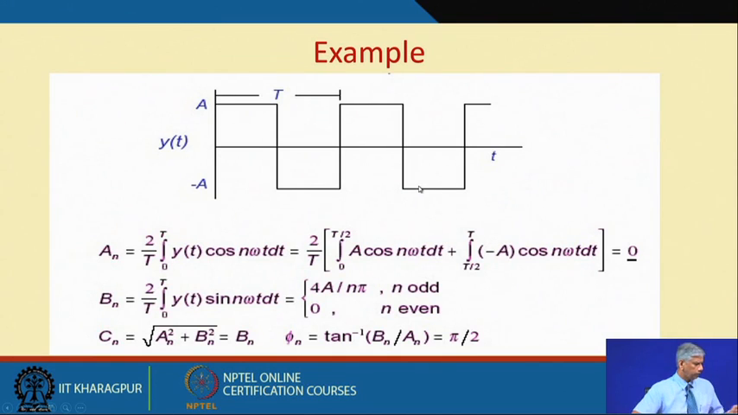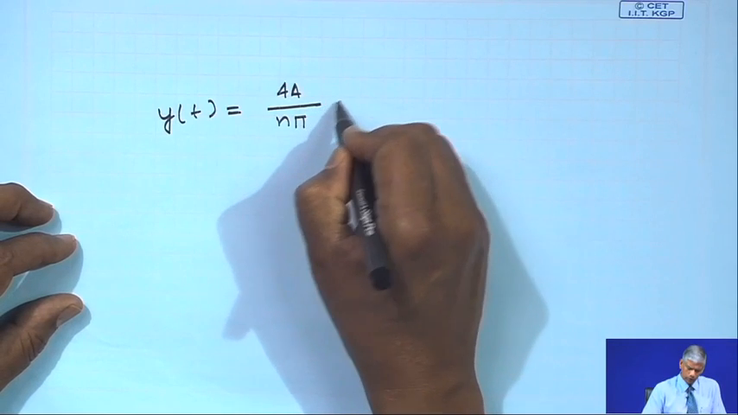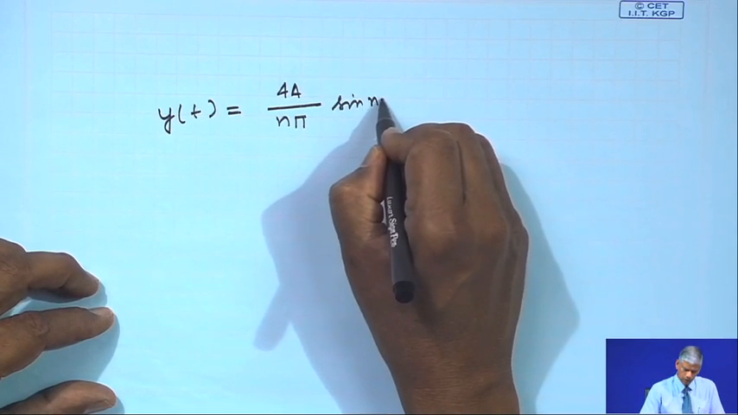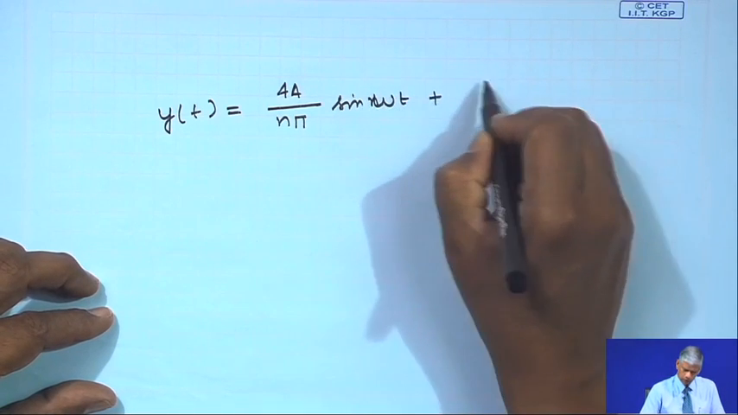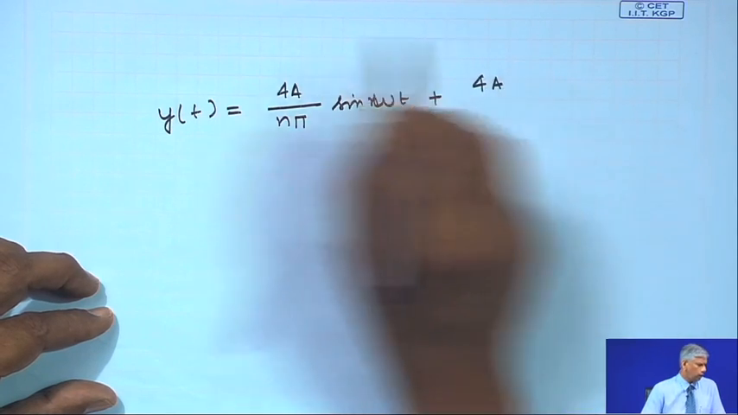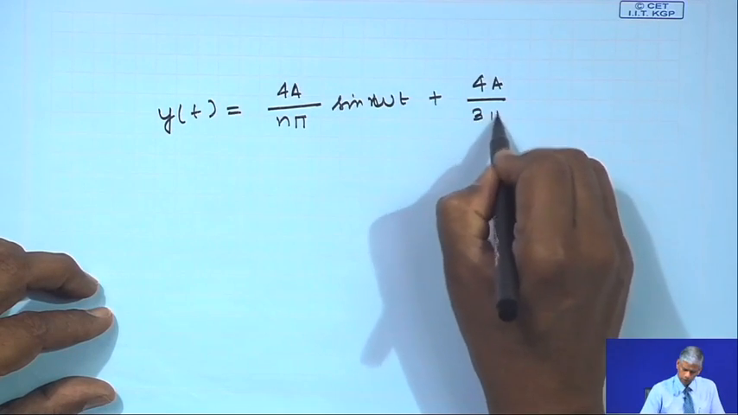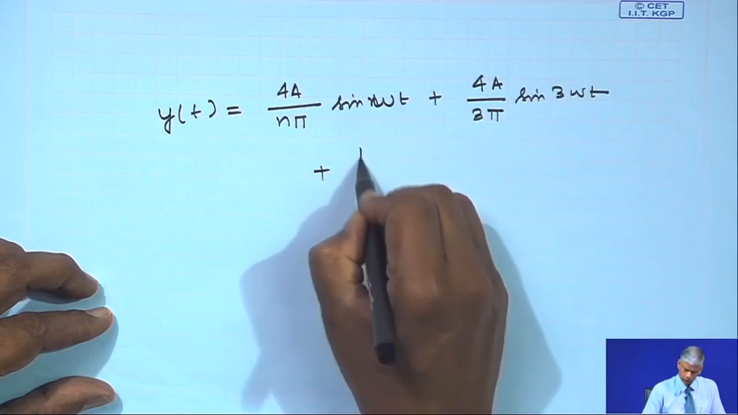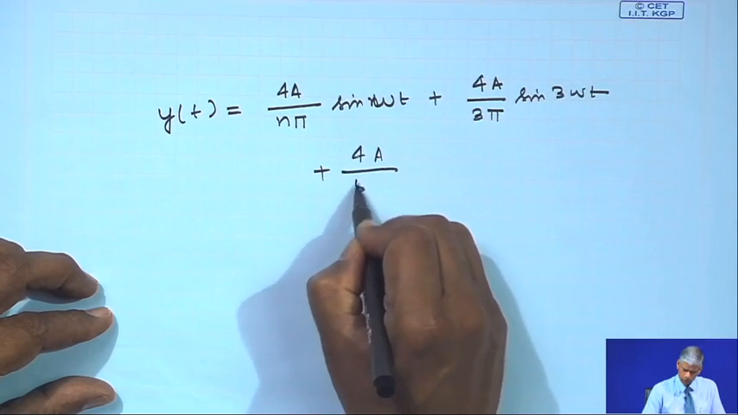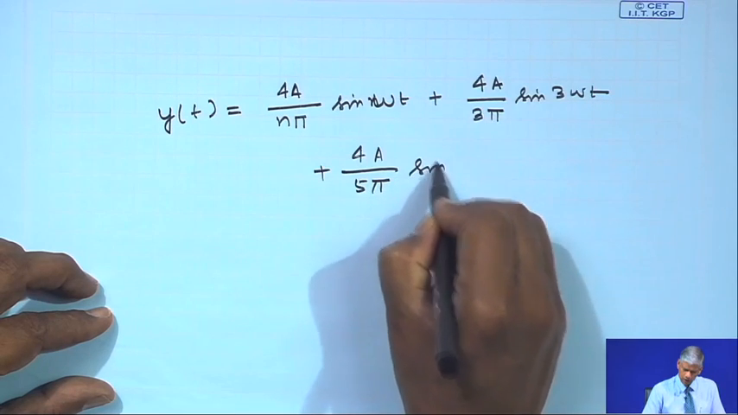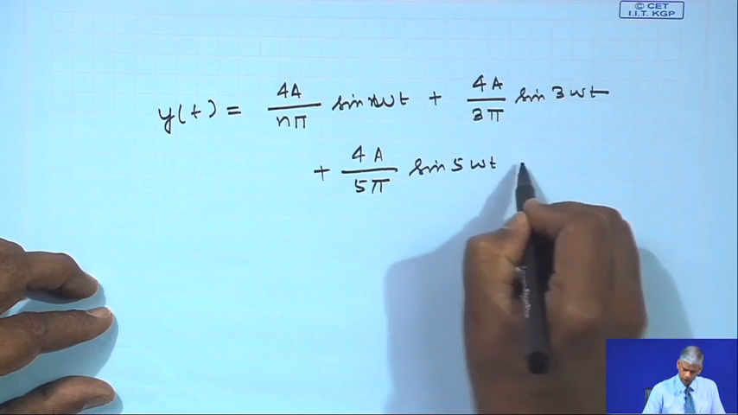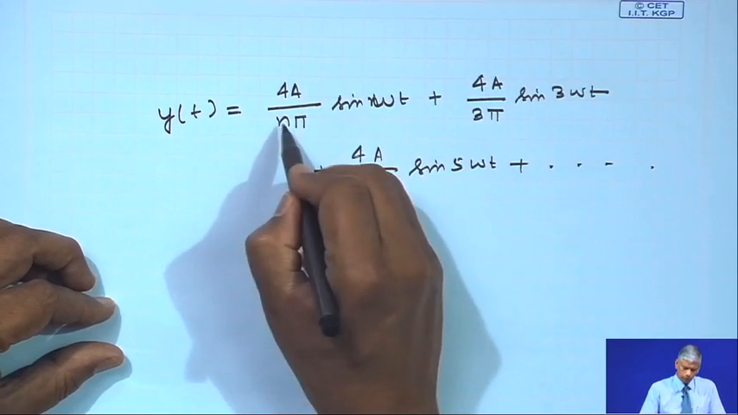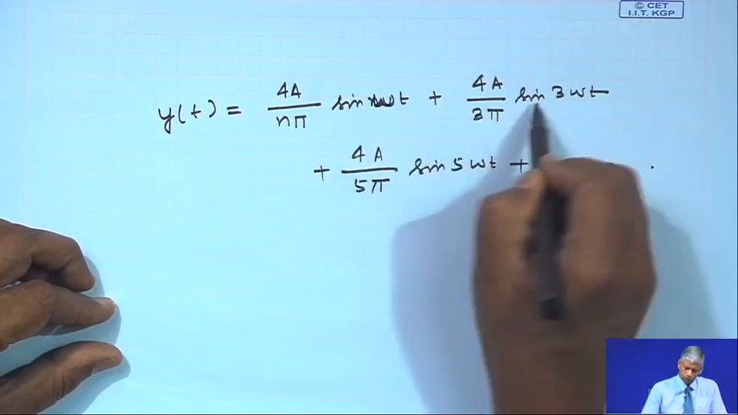And if you see here, it is a n plus b n sin n omega t. So, we have a n as 0. So, this will be 4a by pi sin omega t plus, where n is odd, 4a by 3 pi sin 3 omega t plus 4a by 5 pi sin 5 omega t plus so on till infinite terms. So, this is a sum of sine waves.